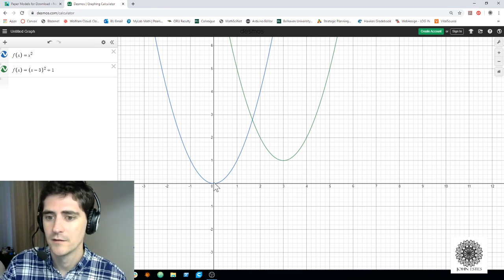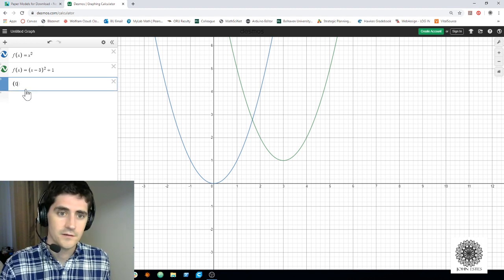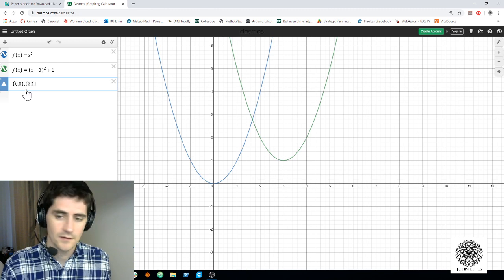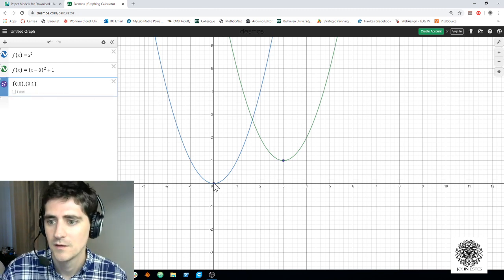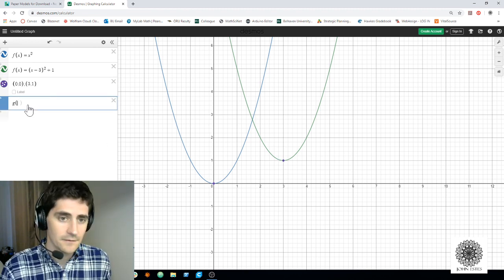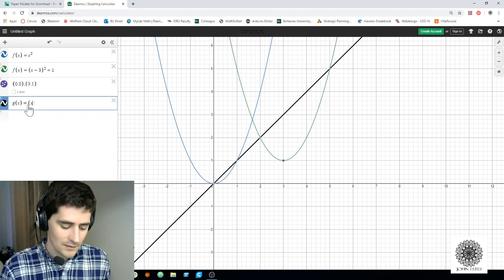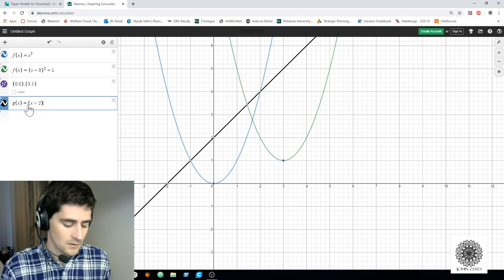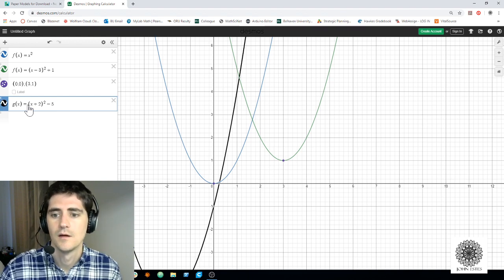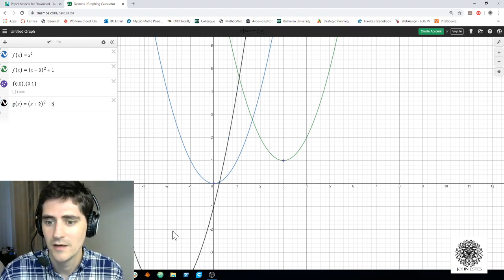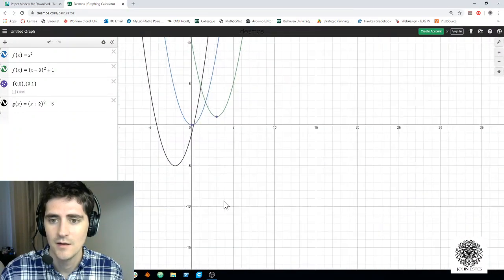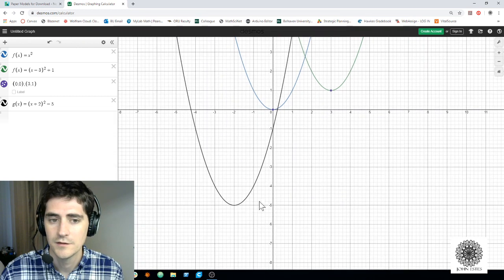So I started here at 0, 0. Let me highlight. There's 0, 0, the original vertex. And now my new vertex is 3, 1. See, I've shifted over horizontally 3, up 1. If I did another graph, let's say x plus 2 squared minus 5. Okay, that looks way different, right? Well, not really. It's again the same shape. The black is the same shape. I just had a shift.